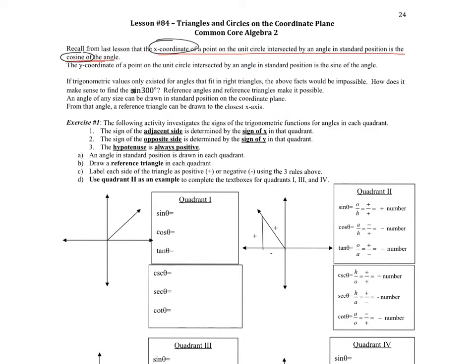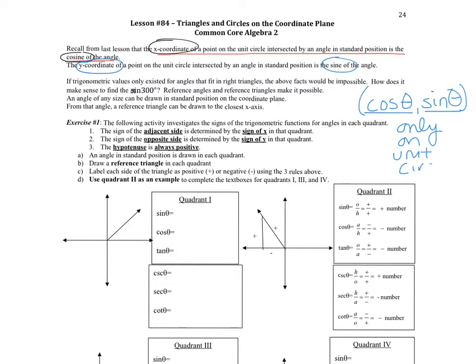The y-coordinate of a point on the unit circle intersected by an angle in standard position is the sine of the angle. So as a reminder, that is cosine theta, sine theta for any point. So if I'm on a point, the x corresponds to cosine and the y corresponds to sine, and this is only on the unit circle because the hypotenuse being 1 lets those fractions reduce to cosine being x and sine being y.